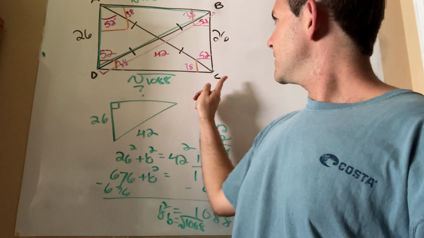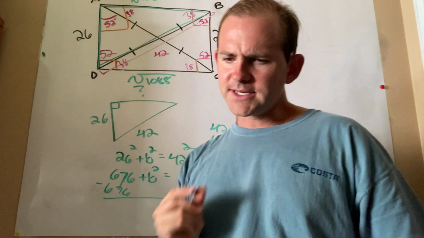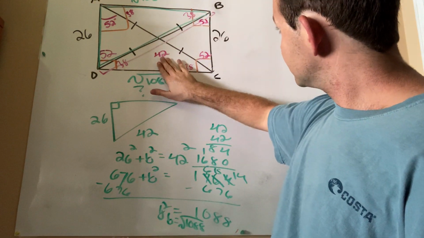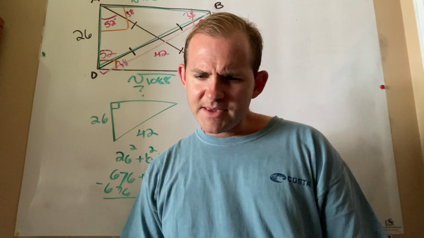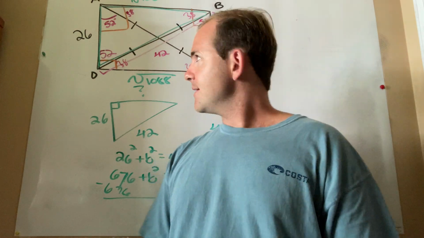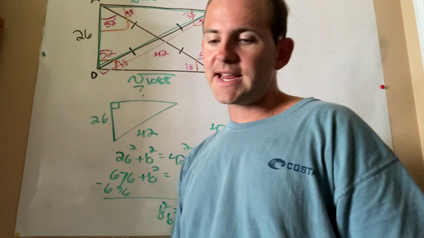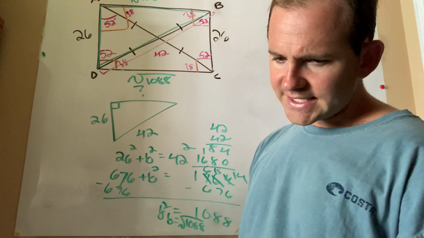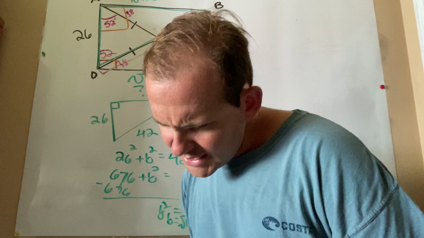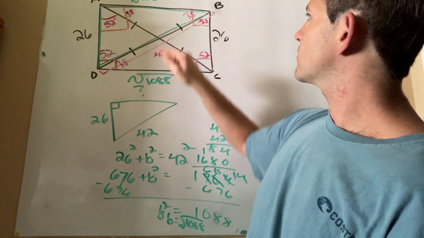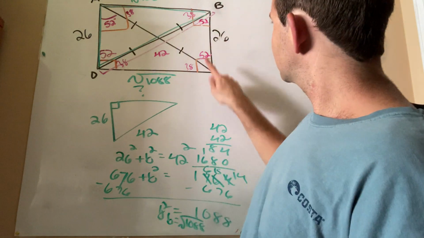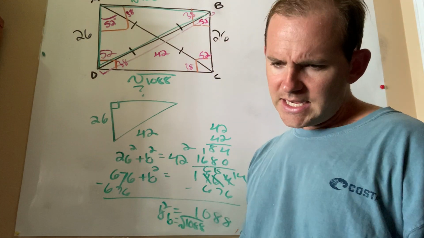Now, let's go down the list and see if we know everything we need. AC, this diagonal, is the same as this one, so that would be 42. EB would be half of this diagonal, so that would be 21. BC, we already did that, that would be 26. AB, we said it's radical 1,088. Angle ADC, the angle in the corner here, is 90 degrees. Angle ABD is 38 because of complementary angles. Angle BCA is 52 degrees.